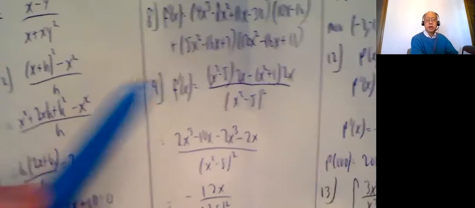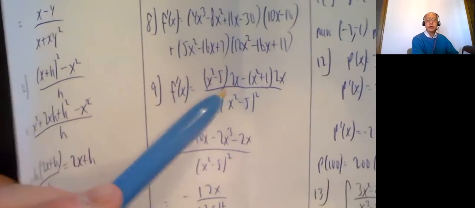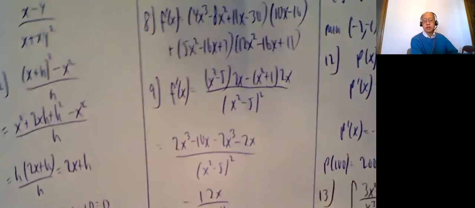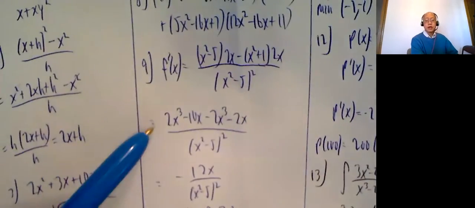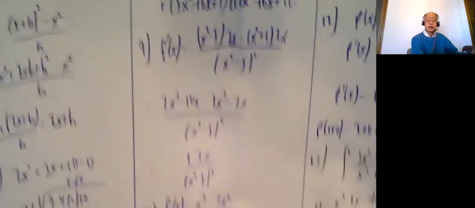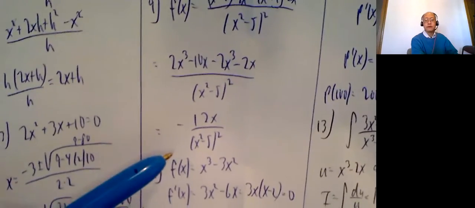Number 9, quotient rule. Bottom times the derivative of the top, 2x, minus the top times the derivative of the bottom, 2x, all over x squared minus 5 squared. Simplify the top, 2x cubed minus 10x minus 2x cubed minus 2x. 2x cubes cancel out, negative 12x over x squared minus 5 squared.